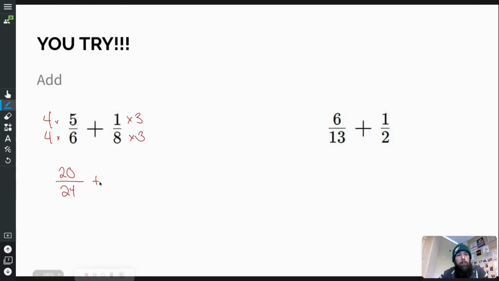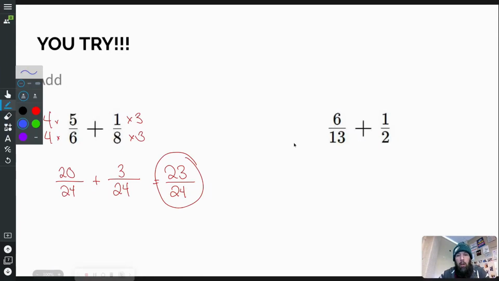Plus sign in the middle. 1 times 3 is 3. 8 times 3 is 24. Add the numerators to get 23. Keep the denominators to get 24. This number is barely smaller than 1, so we can circle that and not have to worry about a mixed number. Also, nothing simplifies, so that's nice.